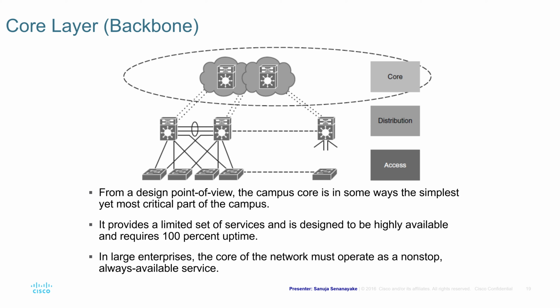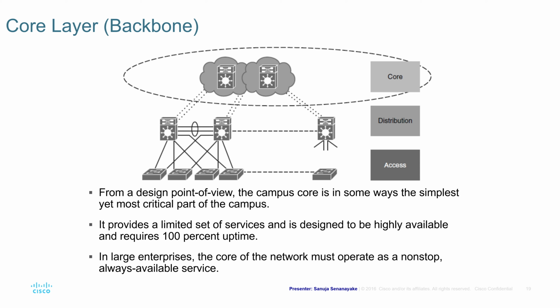Finally, the core layer, which is the backbone of your network. From a design point of view, the campus core layer is the simplest yet the most critical part of the network. Because it is the backbone of your network, it is very simple. However, it is the most critical part of your network. It provides a limited set of services and is designed to be highly available and requires 100% uptime.